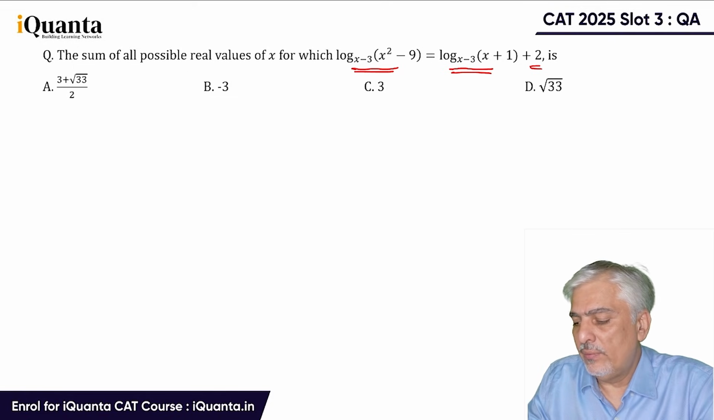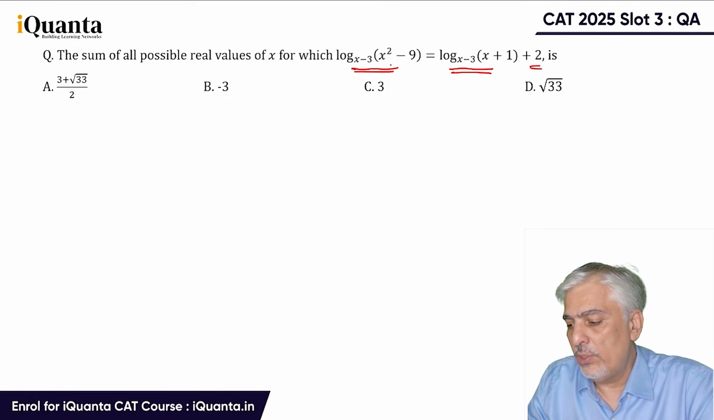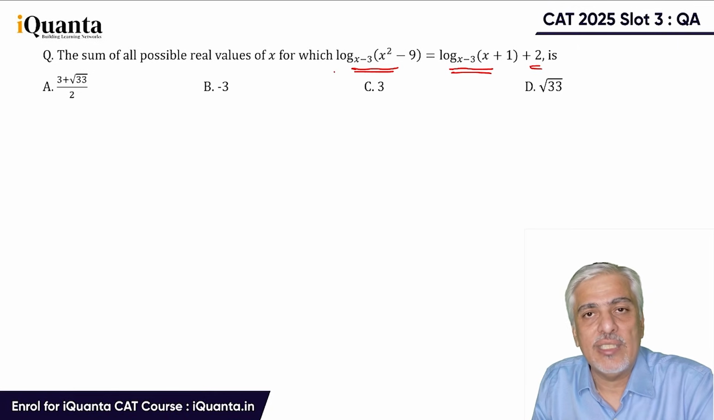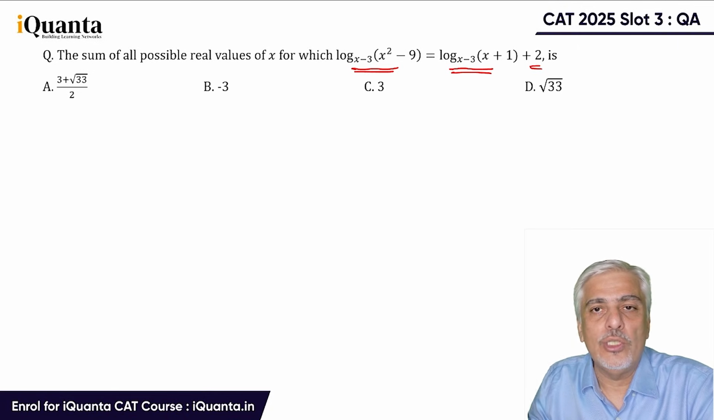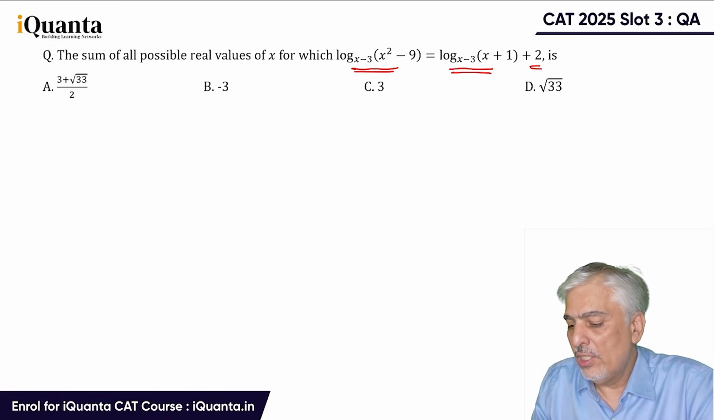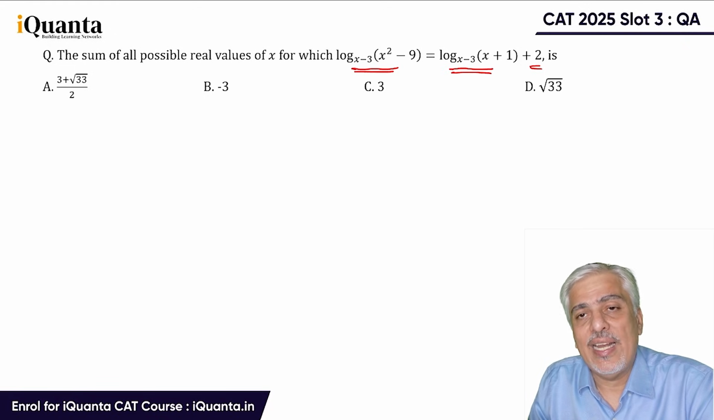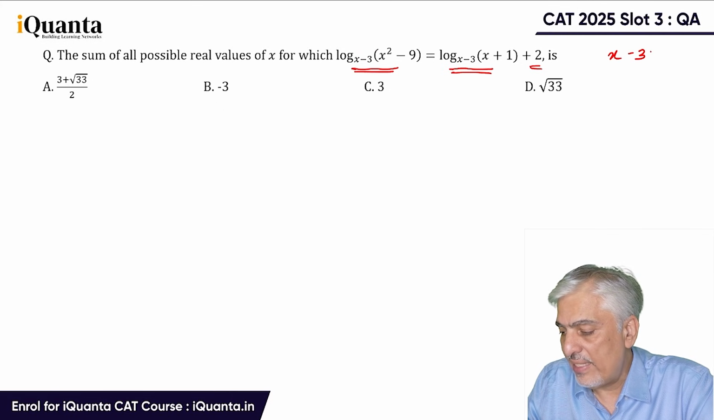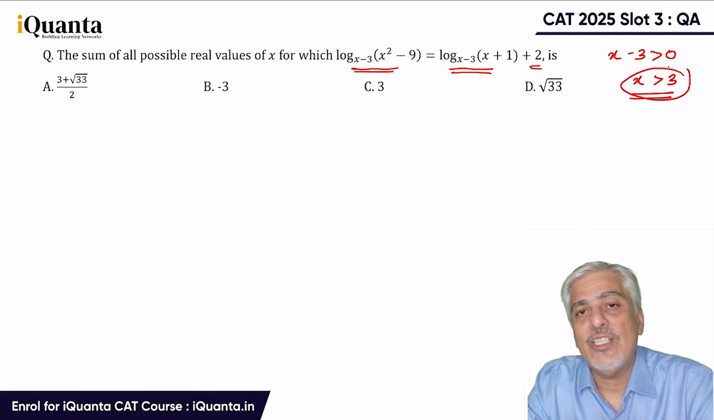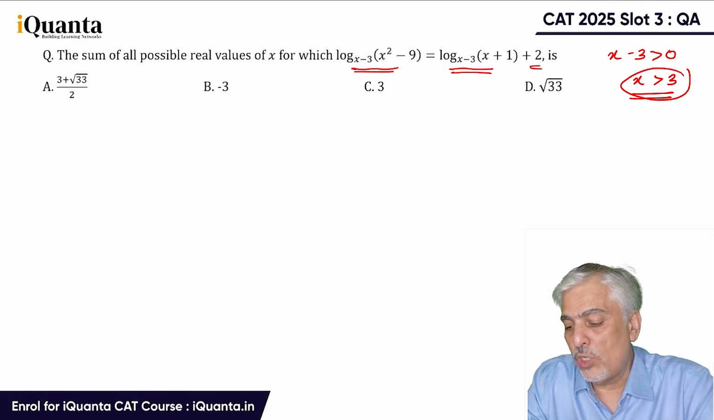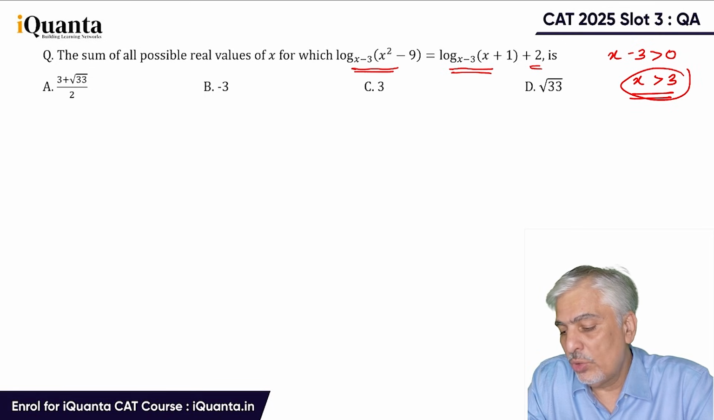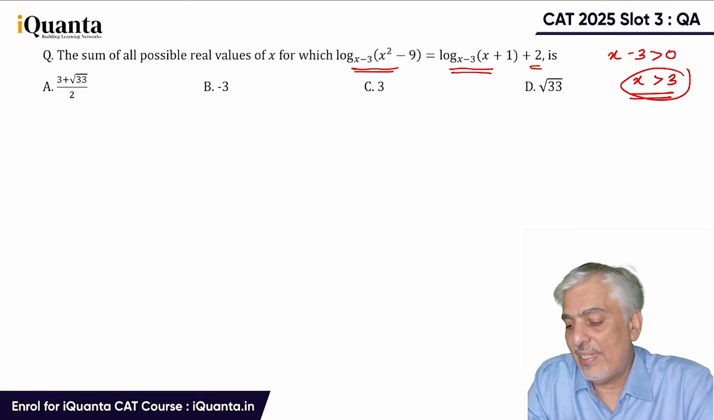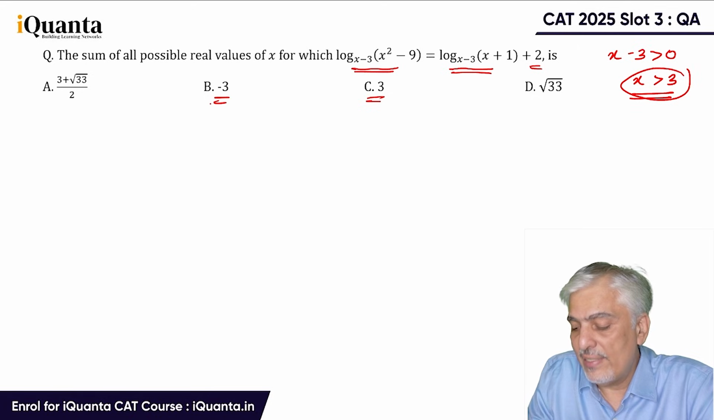Pay attention. Now, over here, the first thing which I can do is bring both the logs on the same side, and 2 I can write as 2 into log x minus 3 to the base x minus 3. But even before I do that, I want to check what are the possible values of x. There's a base x minus 3. That means x minus 3 has to be greater than 0 and x has to be greater than 3. Now, if x has to be greater than 3, that means all possible real values of x have to be greater than 3. So the sum of all possible real values of x cannot be 3 or minus 3. So according to me, more or less, these two options are out.